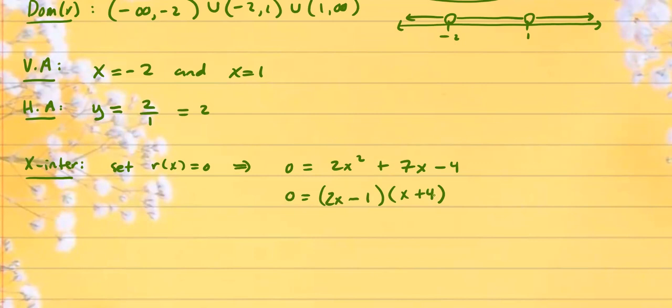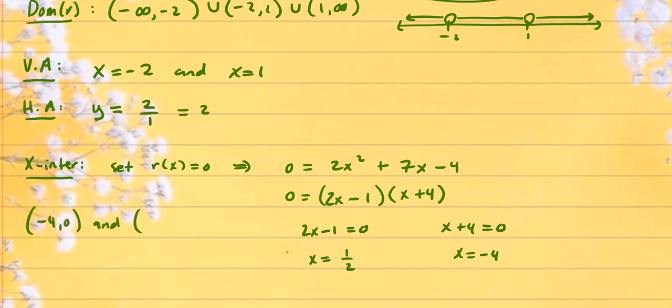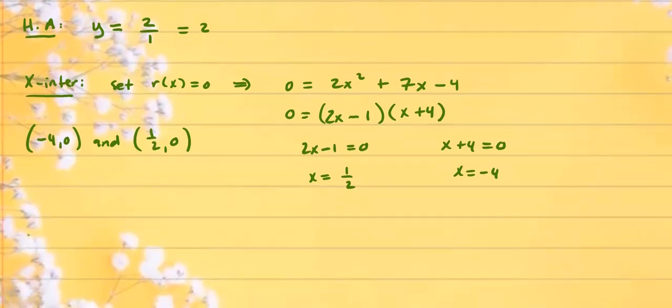Okay, now we set each of them to 0, so we have 2x minus 1 equals 0, and we have x plus 4 equals 0. So this will give us x equals -4, and this gives us x equals 1/2. So we have two x-intercepts. We have (-4, 0), and we have (1/2, 0).